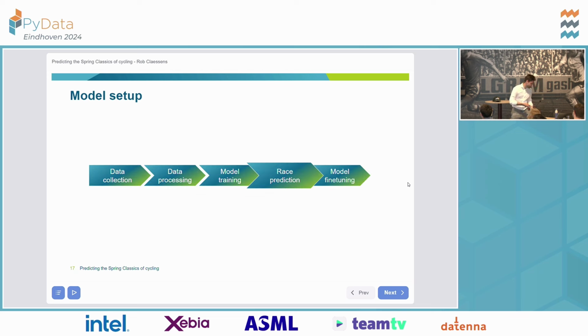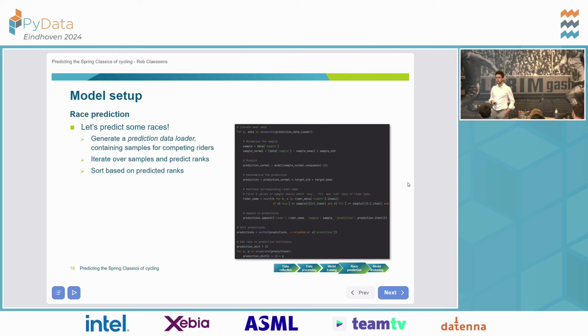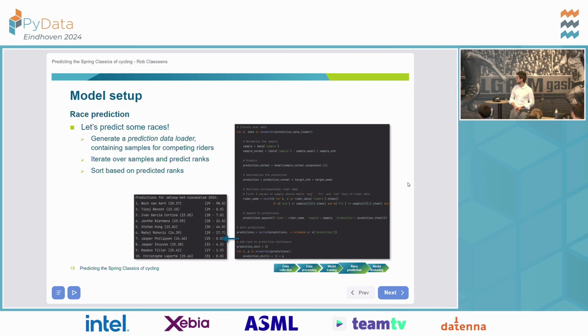Yeah, so from here on I could predict some races, which at this point became quite easy. So it was more or less automated, this workflow, so I could generate a prediction data loader, which was basically just retrieving all riders from the start list, collecting race data, collecting their rider skills, and putting it all together. I could iterate over this data and predict their rank, and then sort based on this predicted rank, which gives me this. So hopefully it's sort of readable.